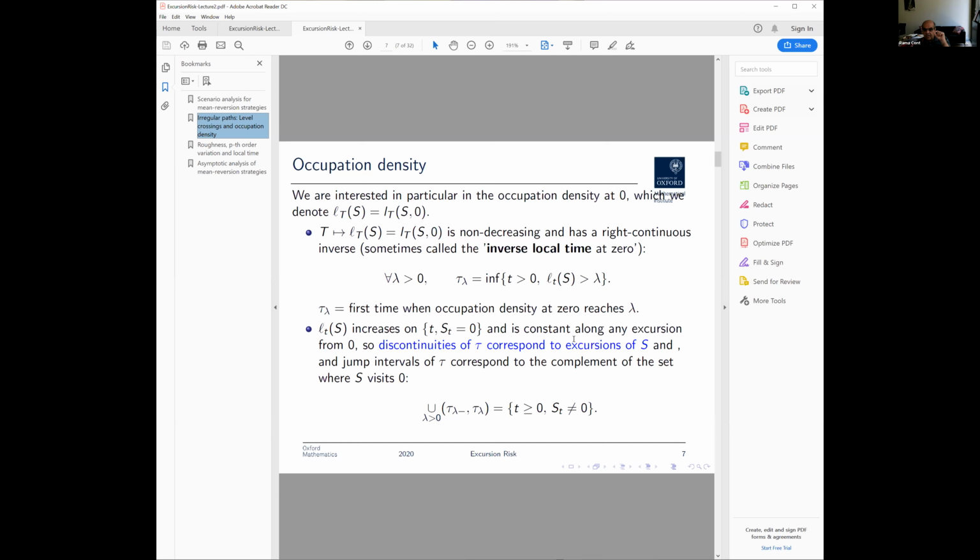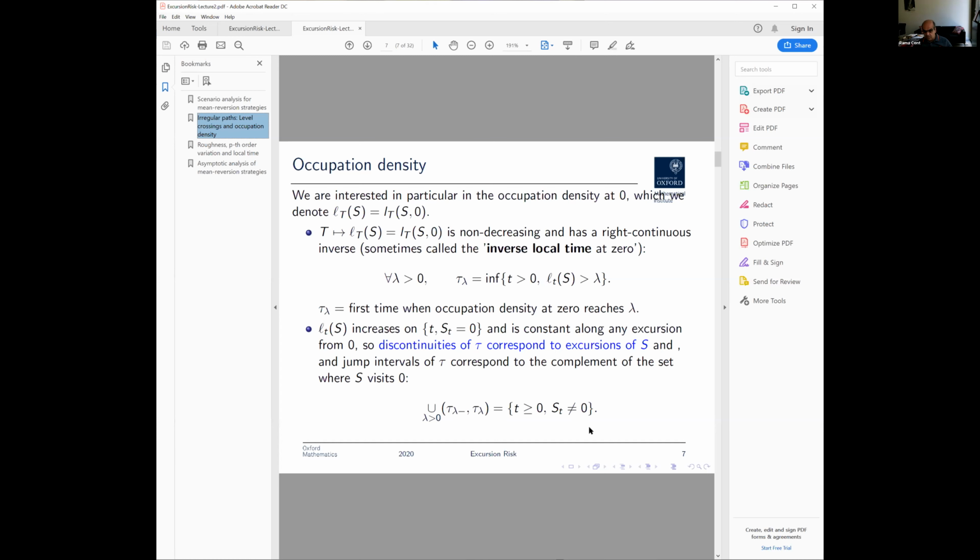So we can use the occupation density at 0 to label excursions away from 0, because by definition, along any such excursion, L_t has a constant value. So L_t is going to be piecewise constant. It's going to increase by steps, and each step is exactly one excursion. Now its inverse, tau lambda, is the inverse of L. If you have a piecewise constant function, the inverse has vertical jumps corresponding to the constant plateaus of L. So tau is going to have jumps, and the discontinuities of tau are exactly the excursions of S.